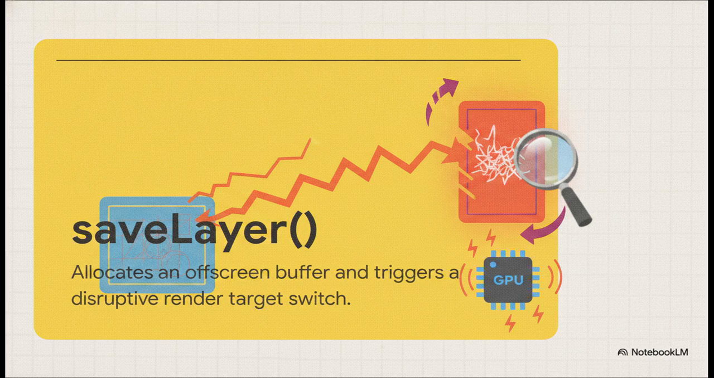And one of the absolutely biggest offenders here is a method called saveLayer. When this gets called, it allocates an off-screen buffer to draw content before composing it onto the screen. This triggers a render target switch, which is highly disruptive to your device's GPU.